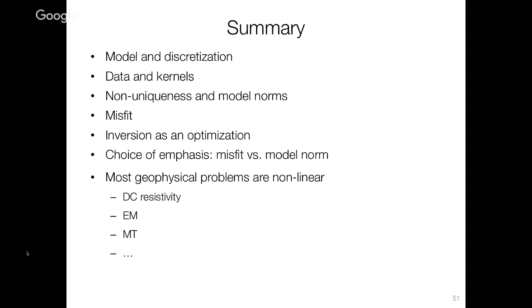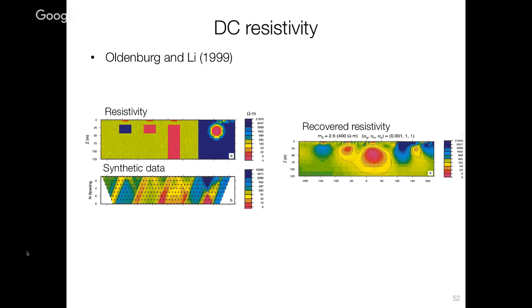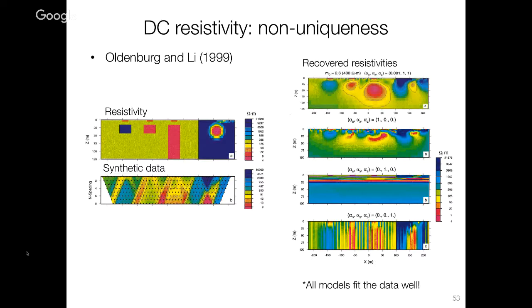Most problems that we have in geophysics are nonlinear. And I want to take you through what we do in a nonlinear problem, because that might be closer to the kinds of things that you're dealing with. So let's just quickly do that. Here was the DC resistivity that I showed you earlier. That's a nonlinear problem. What you're seeing here, I can explain now a little bit more.